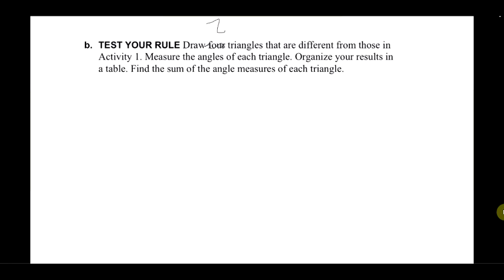So, for your triangle 1, have your angle A, B, C, and also find the sum of A plus B plus C and what that equals. You know what it should equal. And here's triangle 2. You know what it should equal, but test out your theory and give me measurements and data for all that.